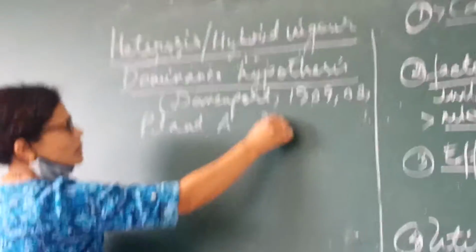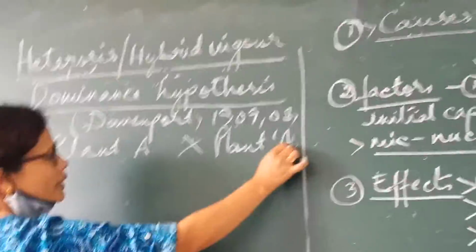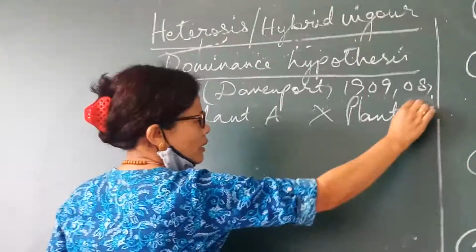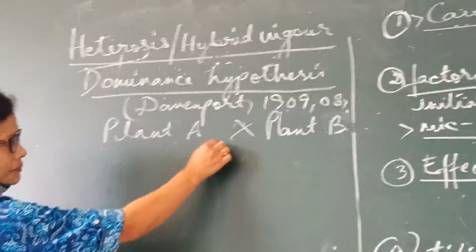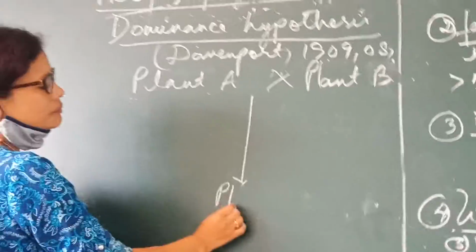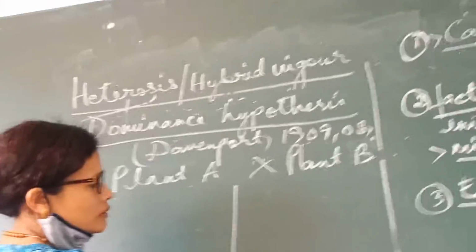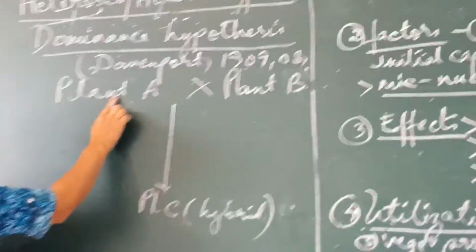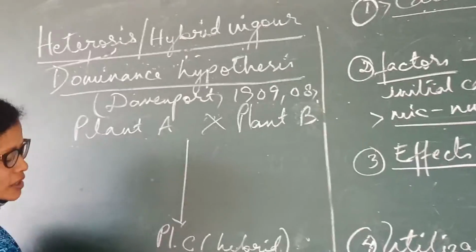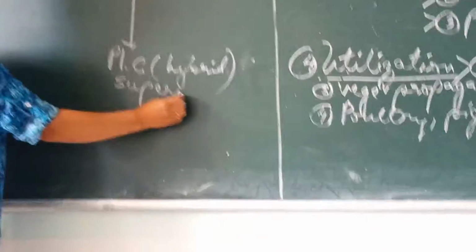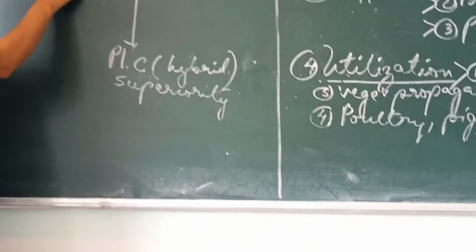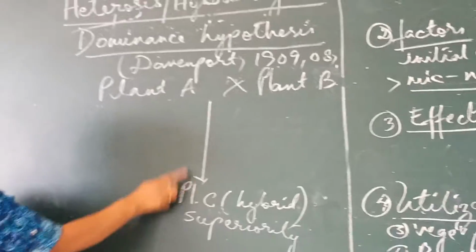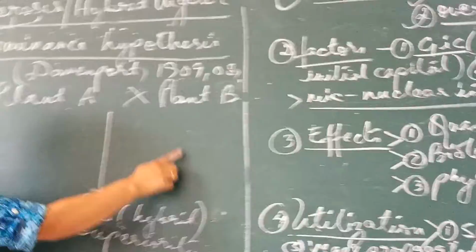Now Davenport said if you take two plants, plant A and plant B, which are not related to one another, and you cross them, you will get a hybrid, and this hybrid is always superior to parent A or parent B. This superiority, or strength, or in some books we call it vigor, of this hybrid is because the hybrid will receive all the dominant genes from plant A and all the dominant genes from plant B.